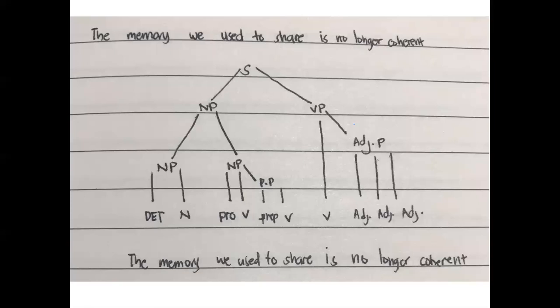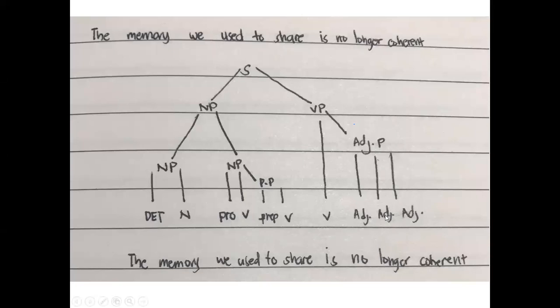So NP plus, I mean, pronoun plus verb plus prepositional phrase will become an NP. So that will be our whole noun phrase. And next we have the VP in here. No longer coherent. These are all adjectives that modify or give more meaning to the memory. What memory? The memory that is no longer coherent. So that is an adjective.